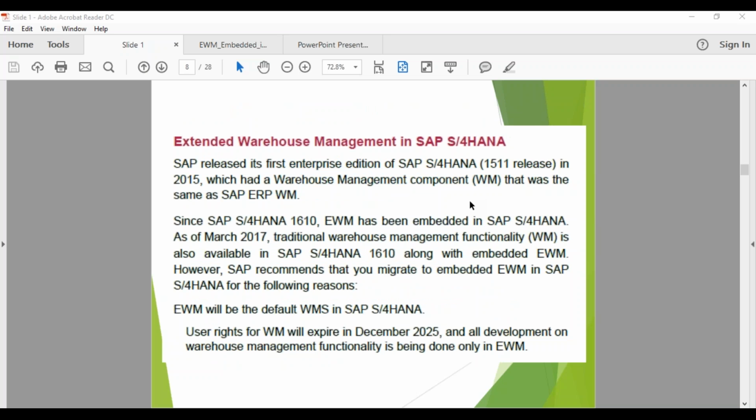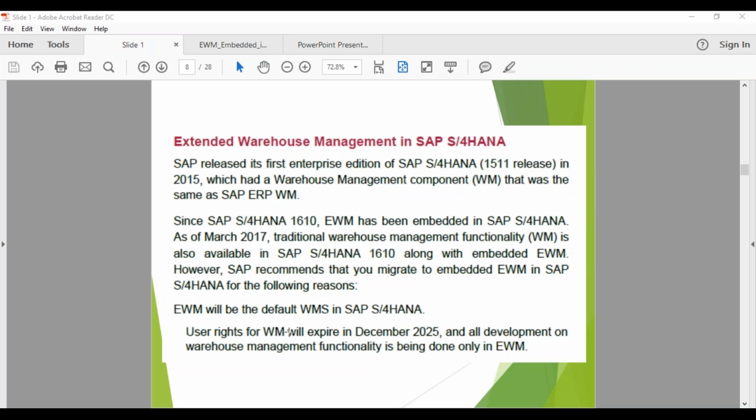And extended warehouse management, as I mentioned, was released with 1610. Here you can see SAP recommends that you migrate to embedded extended warehouse management in SAP S/4HANA directly. Mainly because the user rights for the existing WM, the LEWM, will expire in December 2025, and all development on warehouse functionality is being done only in extended warehouse management. And one more thing: the embedded extended warehouse management in S/4HANA is the only targeted architecture. The LEWM, the existing centralized warehouse management, is not the targeted architecture.